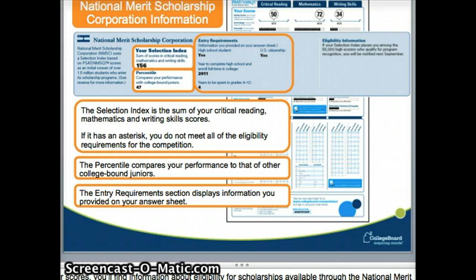More than 1.5 million juniors enter this competition each year. About 50,000 qualify for recognition, and of those, about 9,700 of these students receive an award.